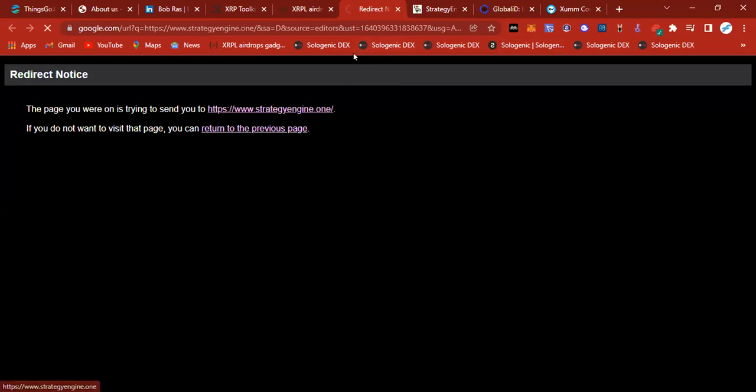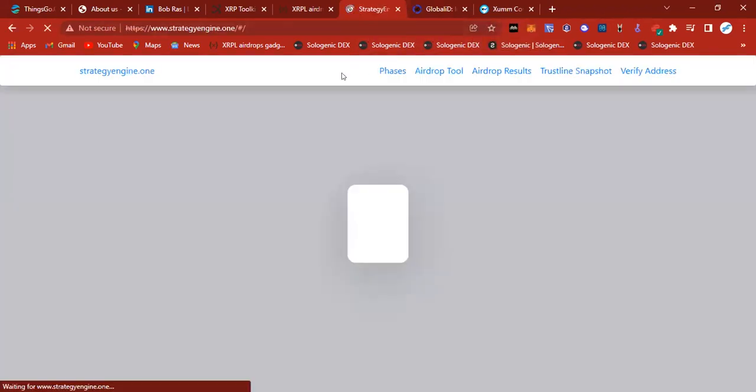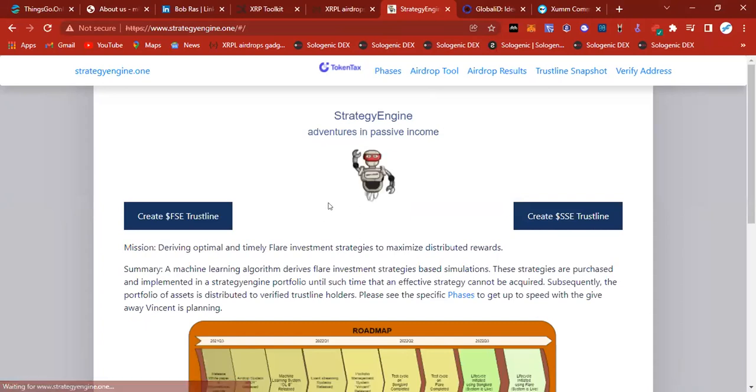I want to click the first link right here. What this is going to open up, and you see you can create your FSC trust line and your SSE trust line. There wasn't too much information about it. There wasn't actually any information about this token. So we will see what this token will be in the future.